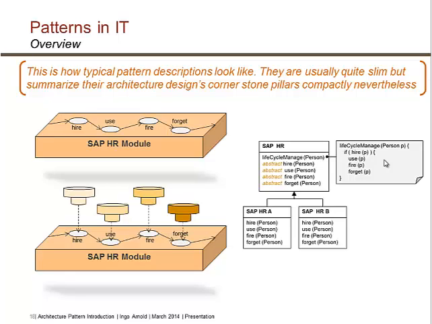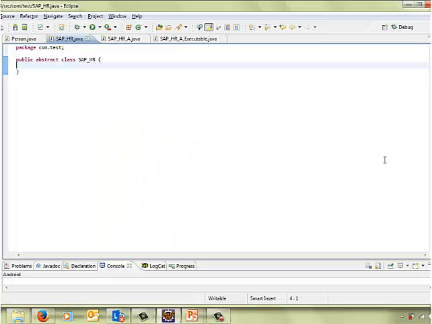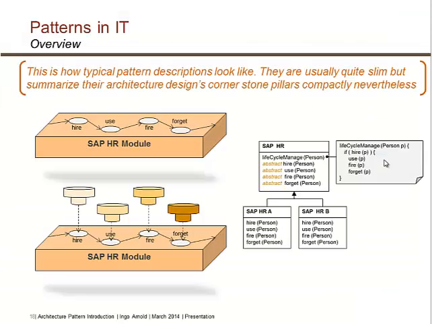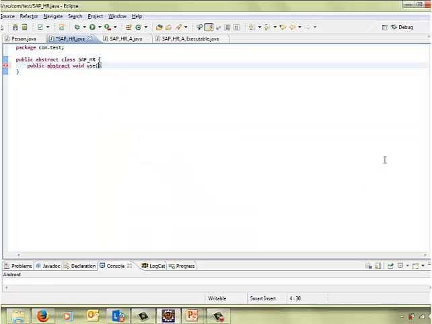I will start off with the abstract methods, the ones that are tagged abstract in the respective class diagram. Okay, so we have public void, public abstract void. Let's go with use person first. Abstract void fire person. And public abstract void forget person.